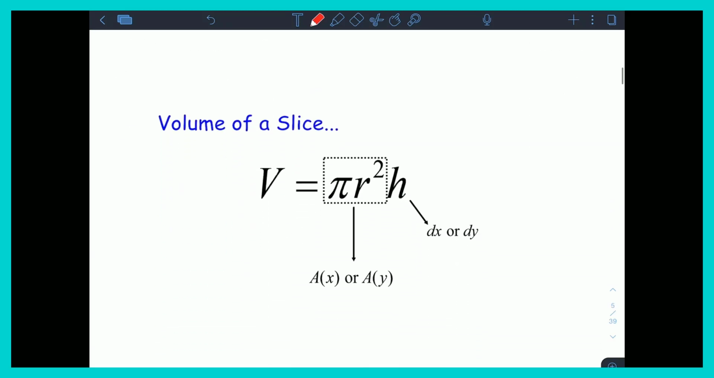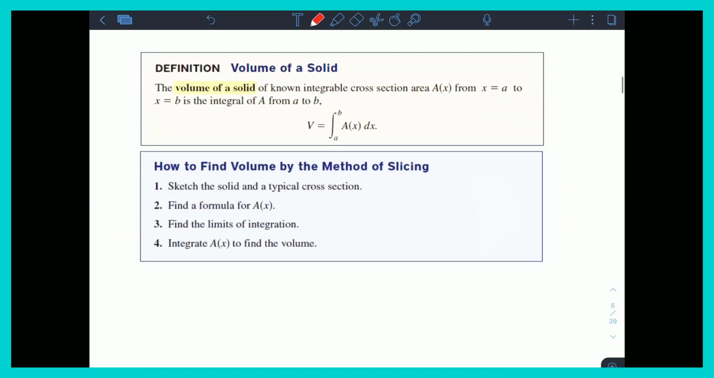In order to find the volume, we're going to take the area of each individual slice, which, since they're always going to be circles, will always be pi r squared. We're going to multiply that by the height of the slices, which in our case is going to be dx or dy. Then to find the volume of the solid, we simply integrate that formula from a to b, which are the bounds of our region.